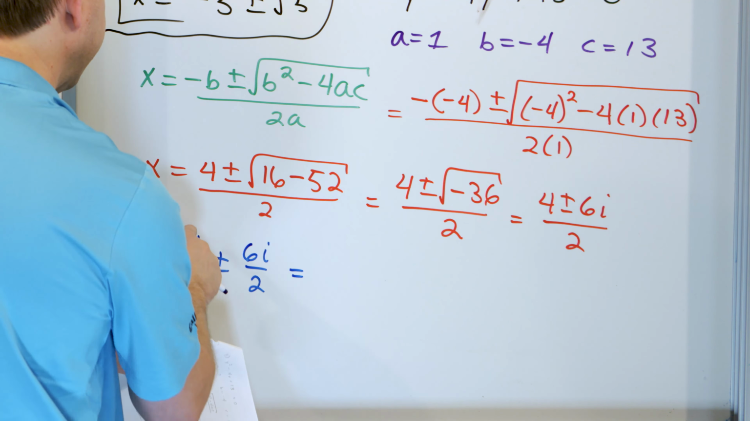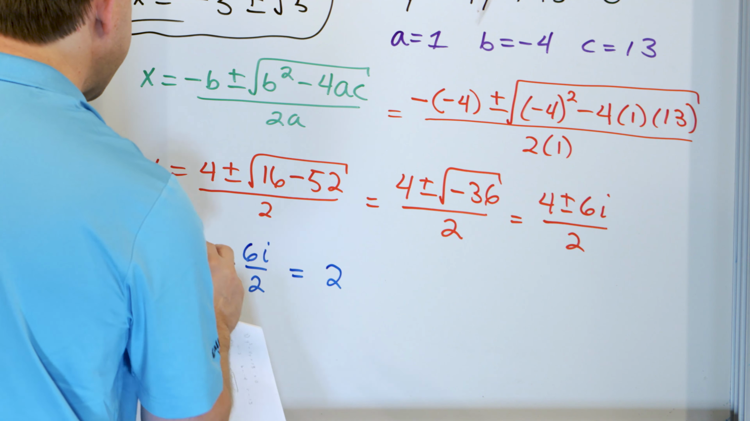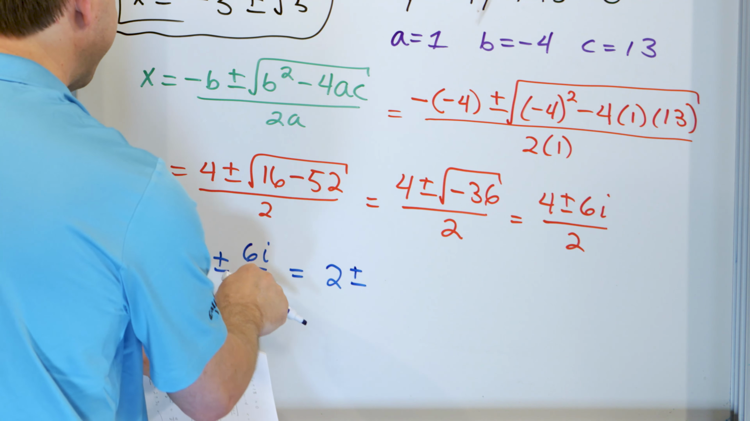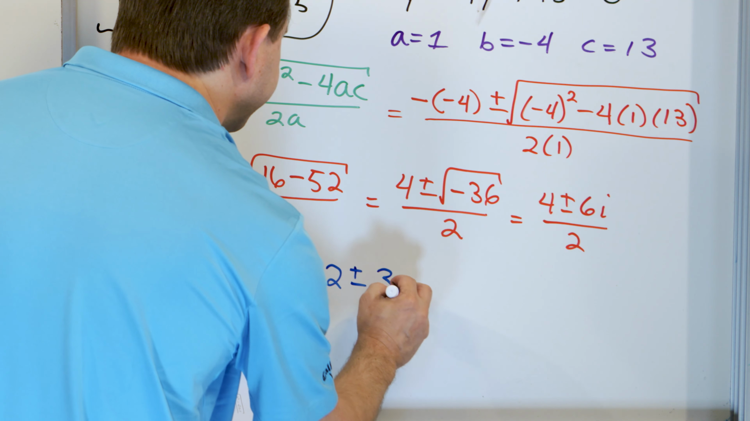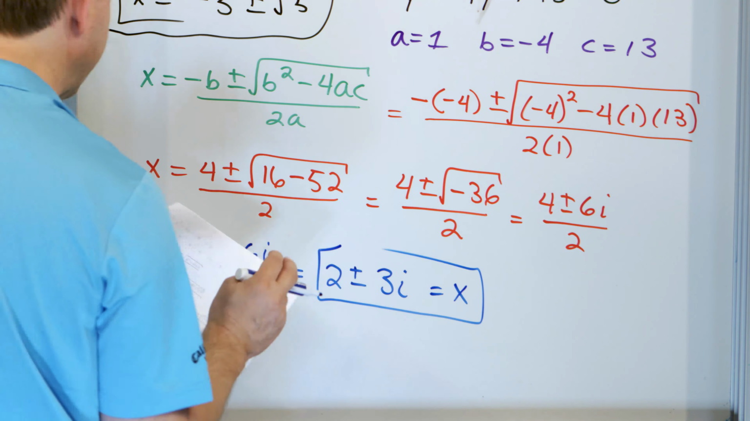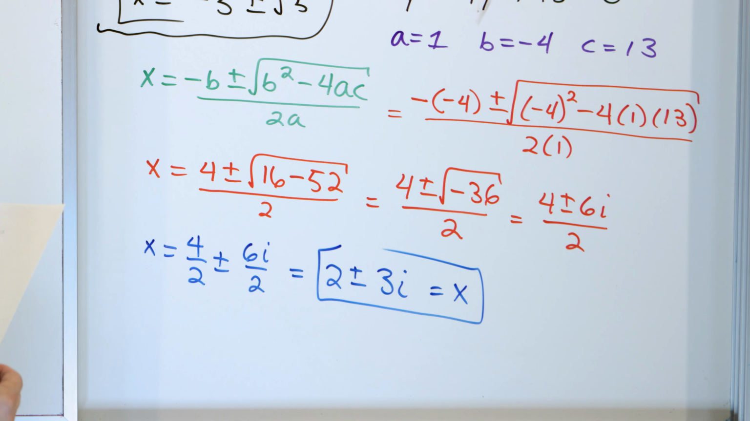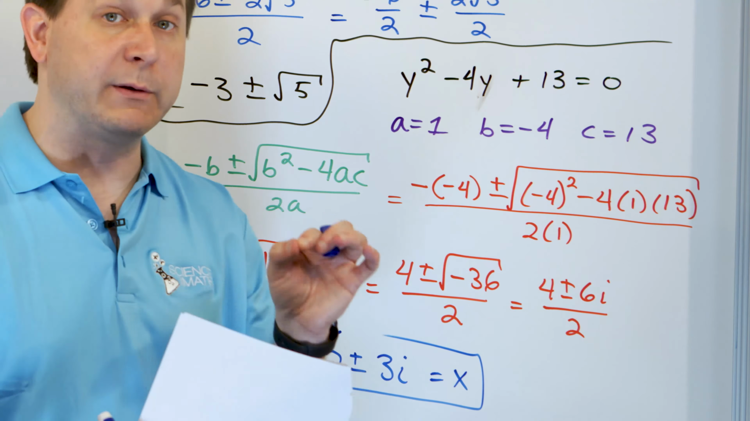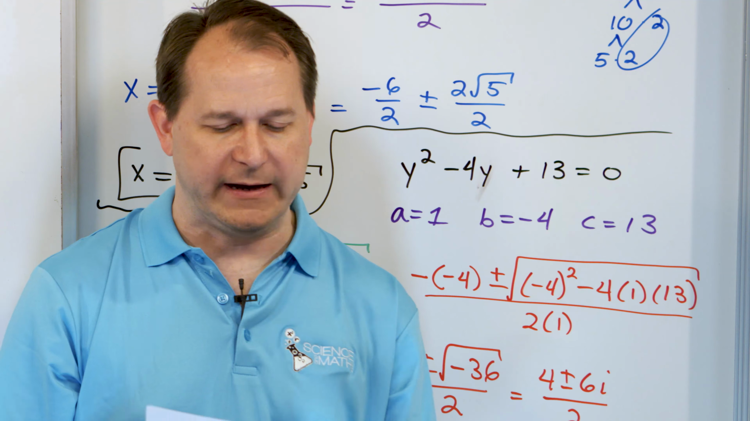And that's going to be equal to 4 divided by 2 is 2. And then I have plus or minus, and then the 6 over 2 is going to be 3i. So here we have the final answer: 2 plus or minus 3i is equal to y. Again, we have two solutions, but both of them are imaginary, or complex, I should say.